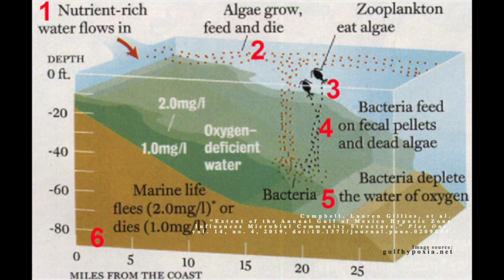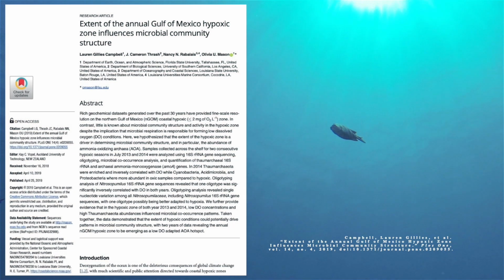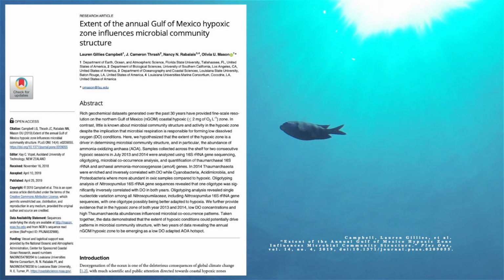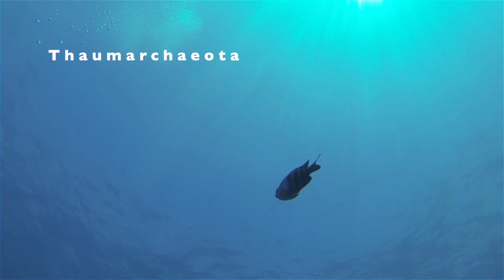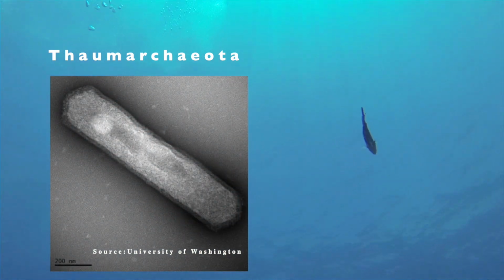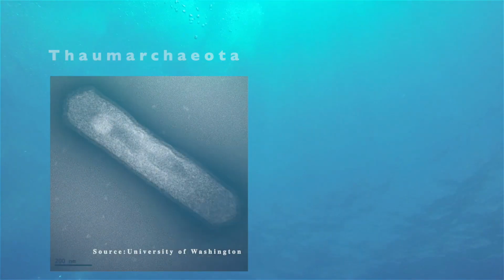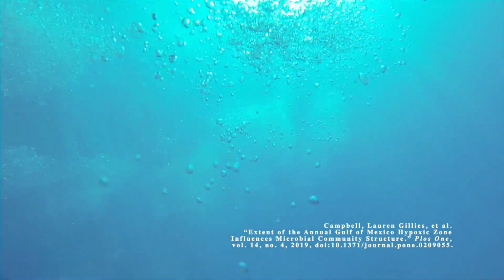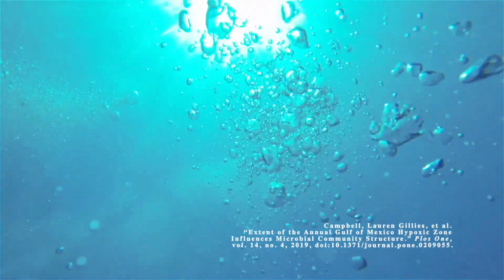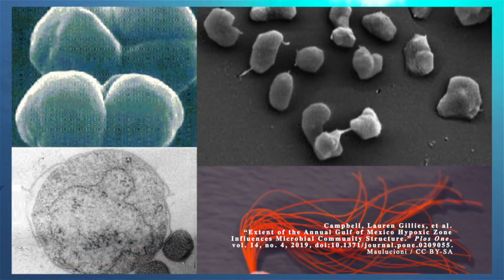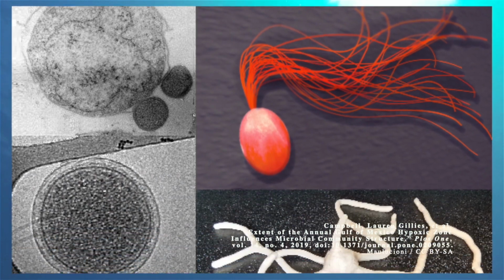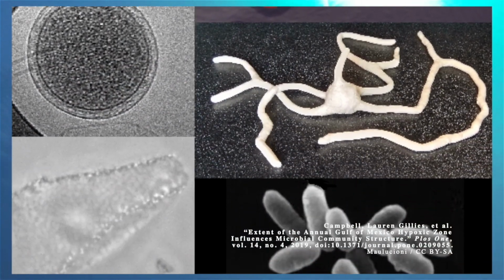A study titled "Extent of the Annual Gulf of Mexico Hypoxic Zone Influences Microbial Community Structure," published in 2019, found that Thaumarchaeota, a type of microorganism, was prolific in hypoxic bottom layer samples of water collected in the northern Gulf of Mexico. Samples collected in 2013 and 2014 concluded that the northern Gulf of Mexico and the annual reoccurrence of dead zones has become a hotspot for adapted low-oxygen microorganisms.